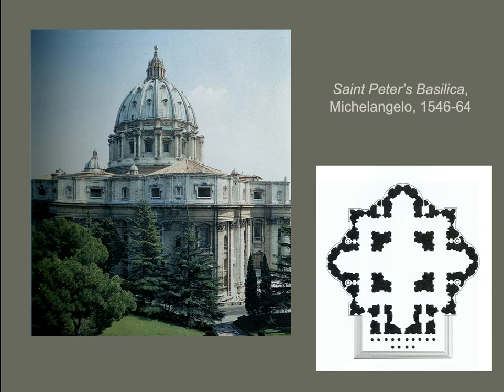So not only was Michelangelo a sculptor and a painter, he was also an architect. This is St. Peter's Basilica from 1546 to 64. So this is much later than the Sistine Chapel ceiling, and it actually began when Michelangelo was in his 70s, and it was commissioned by Pope Paul III.